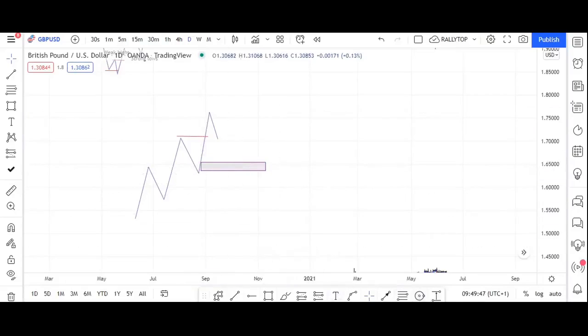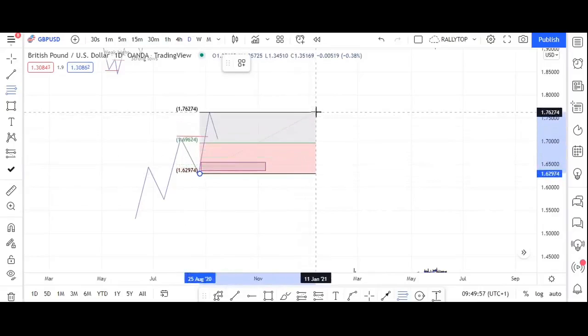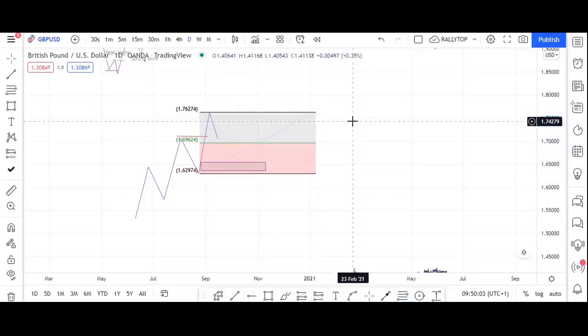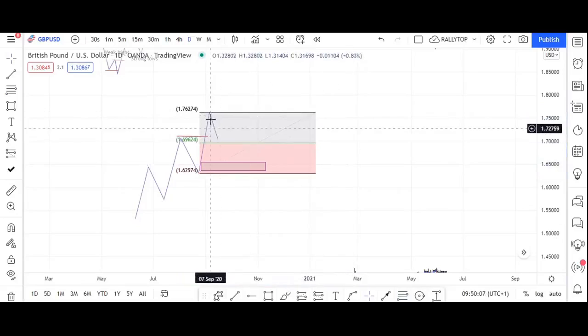Now, I told you that you grab your fib tool. This is your fib tool now. Measure it, place it below here because we are in a bullish run, so you drag it to the high. That's your trading range. And I told you that this is the 50% of your trading range.